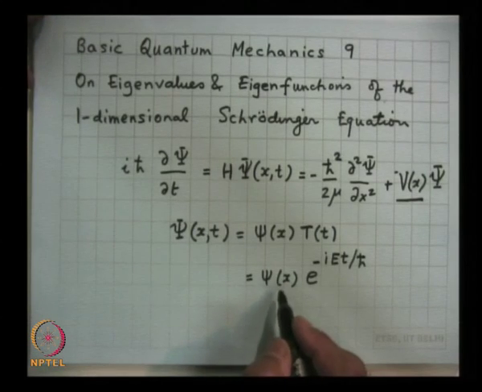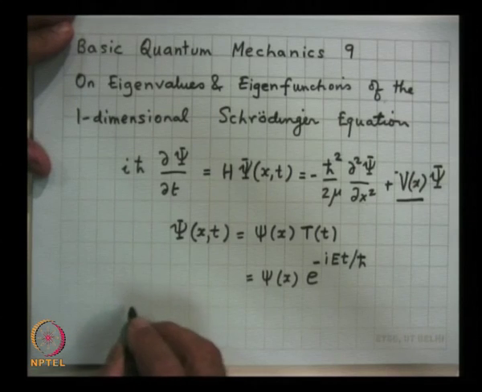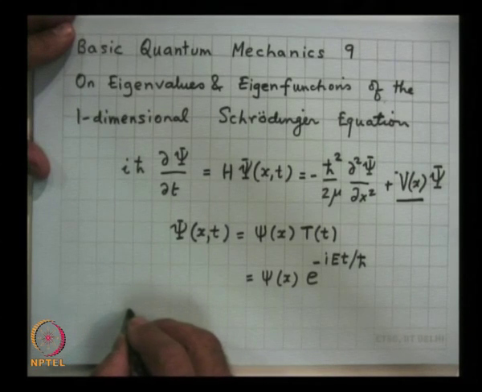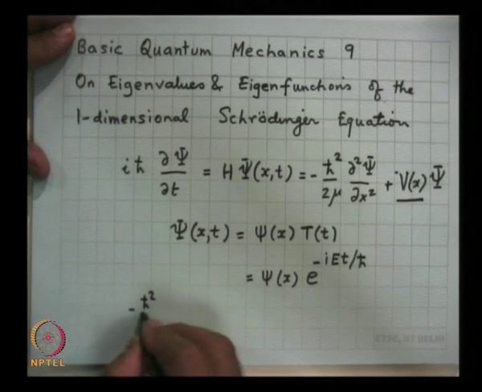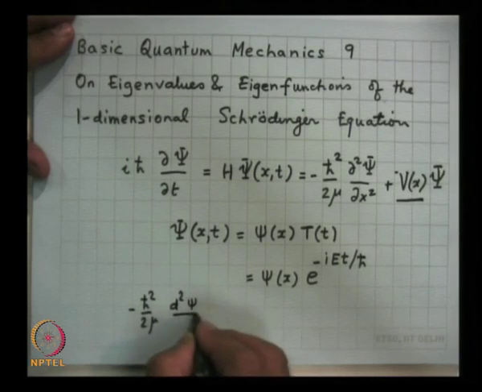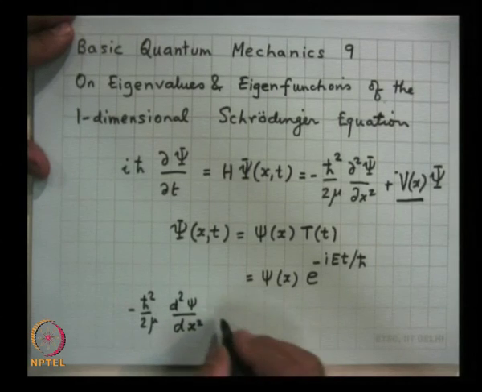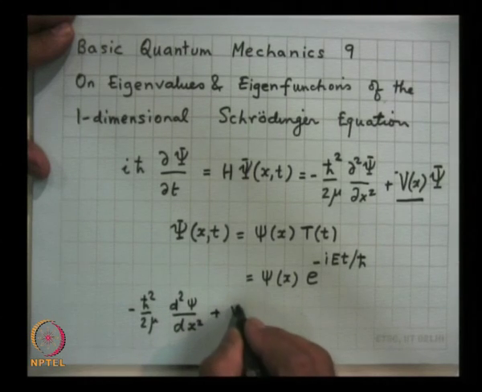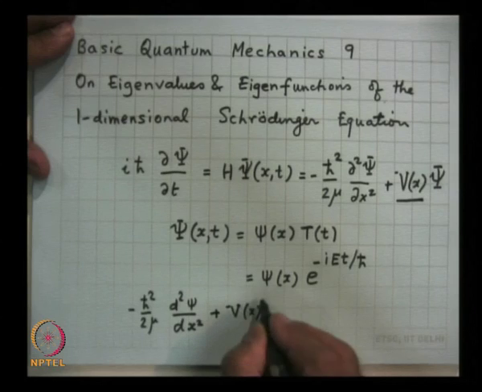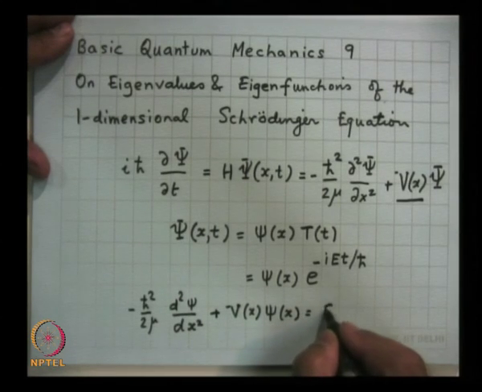So, if we indeed substitute this, we would obtain the following equation: minus h cross square by 2 mu d 2 psi by d x square, because now the small psi depends only on the x coordinate, plus V of x psi of x is equal to E psi of x.